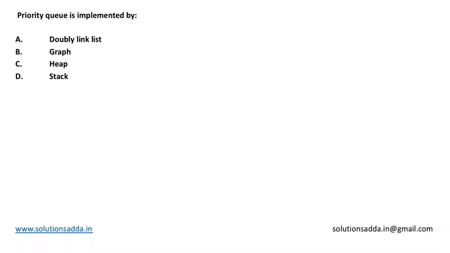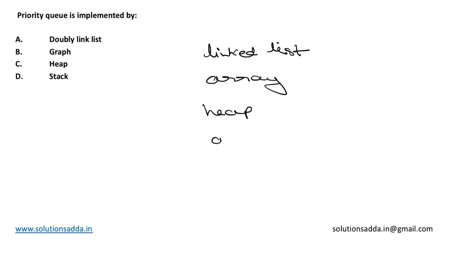This is a question from data structures on priority queue. Priority queue is implemented by doubly linked list, graph, heap and stack. So priority queue can be implemented by linked list, array, heap and binary search tree. With all of these, priority queue can be implemented. But among all these data structures, heap provides the efficient implementation.